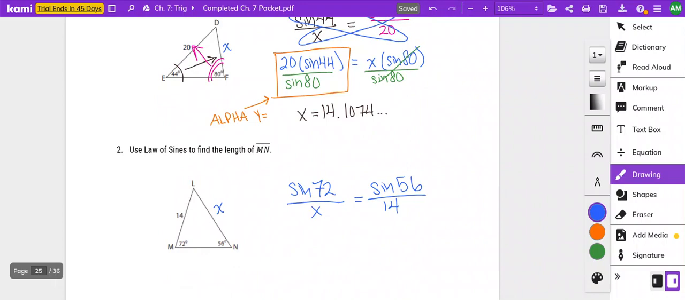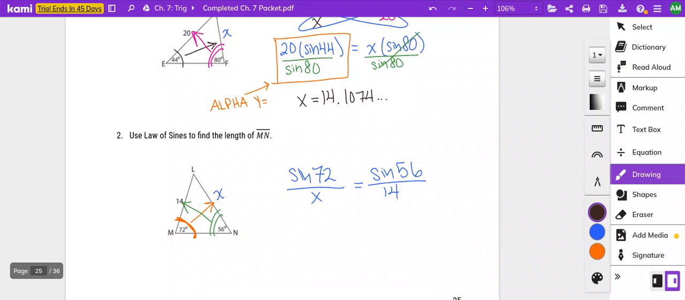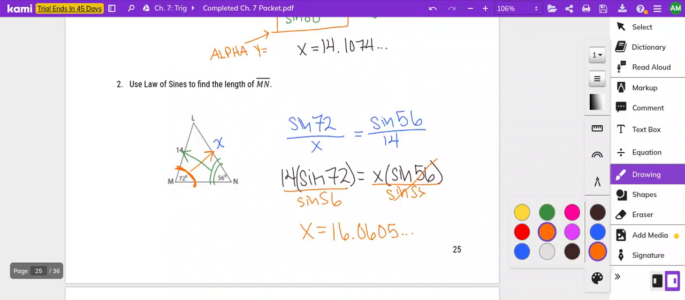Now, why does my ratio look like this? Because I'm finding an angle and its opposite side, and I'm finding another angle and its opposite side. Now, once I've done that, again, we're going to cross multiply and just solve. Go ahead, give yourself a second to do that. All right, did you get 16.0605?